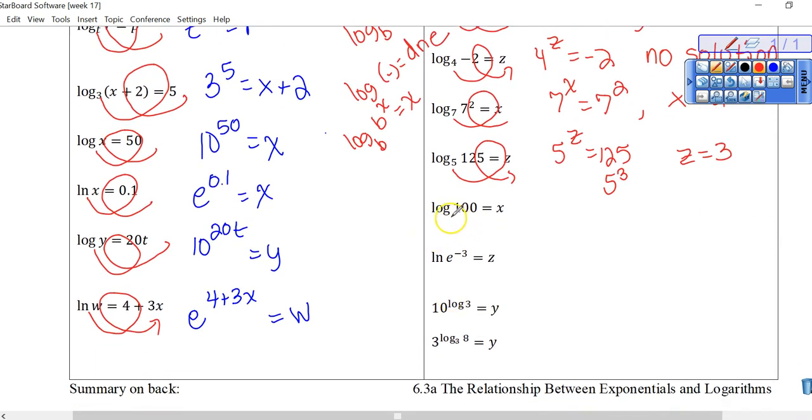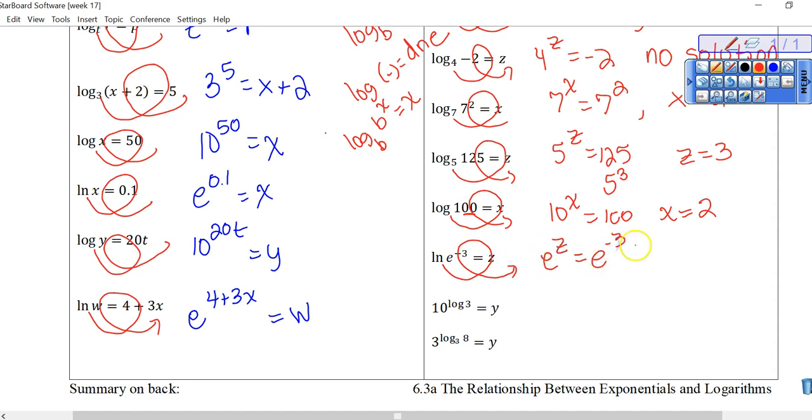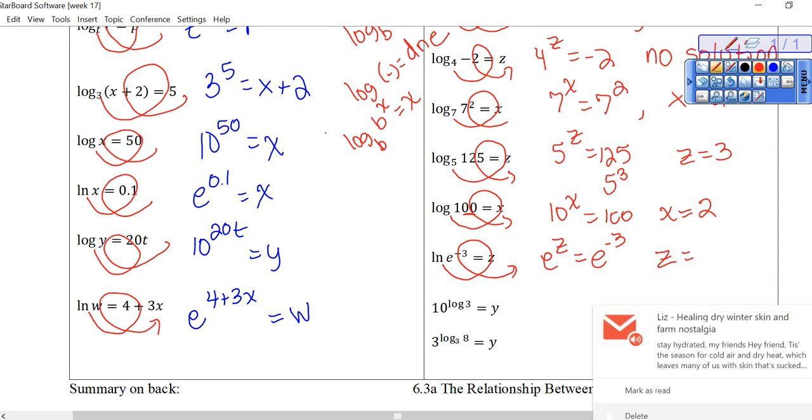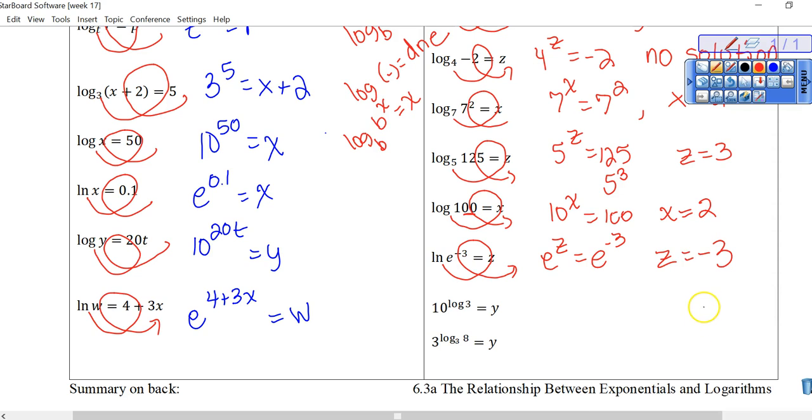Okay, how about this one? Now, these to me are the easiest ones, the base 10s. 10 to what power equals 100? 2. And all you really got to do is count the zeros to determine that. 10 to the x equals 100, so x definitely equals 2. All right, how about this one? E to the what power equals e to the negative 3? E to the z equals e to the negative 3. Can you see it? Z equals negative 3, right? Because look, the bases are the same. Base e, the bases are the same, then the powers are the same.